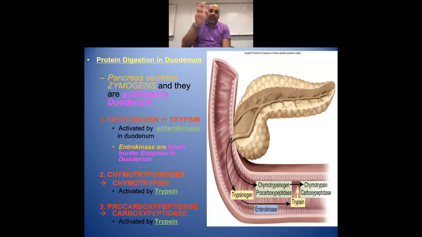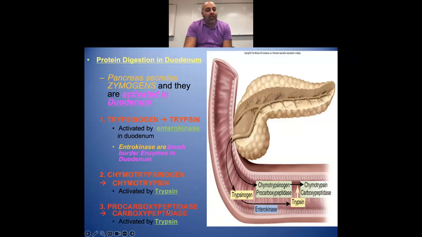Anywho, so it's a two-step check. Trypsinogen is secreted out. Trypsinogen gets activated by the brush border enzyme enterokinase and becomes trypsin. We lose the gen. Okay? Now that activates the two true enzymes that have been secreted.